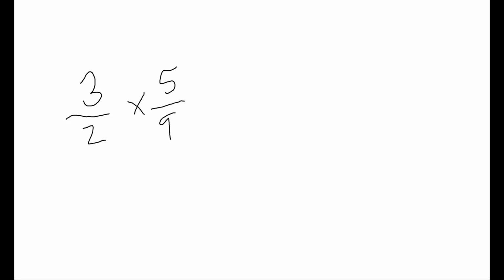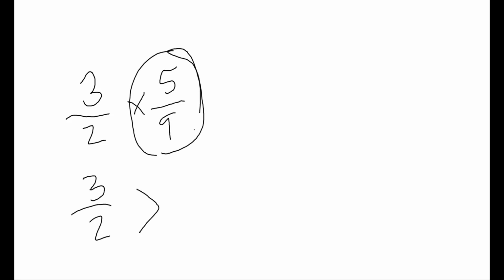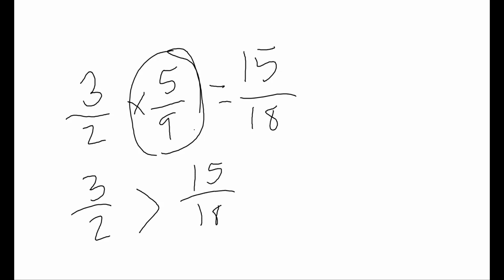Now remember, if you multiply by a fraction that is less than 1, like this one, you're going to end up with an answer that is less than the number you started with. So 3/2 is going to remain greater. So what's 3 times 5? 15. And 2 times 9, 18. So 15 over 18 is smaller, less than 3/2. 3/2 is the greater number.